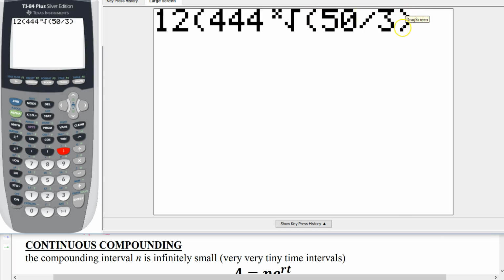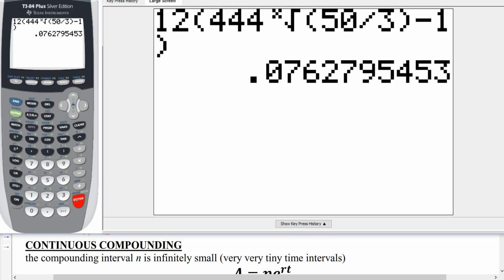So I've closed the parentheses, which means I'm ending my radical, so all of this was needed for the 444th root of 50/3, and then it was minus 1, and then close the parentheses for that entire parenthesized expression right here. So I would hit enter, and then I'm getting 0.07627.